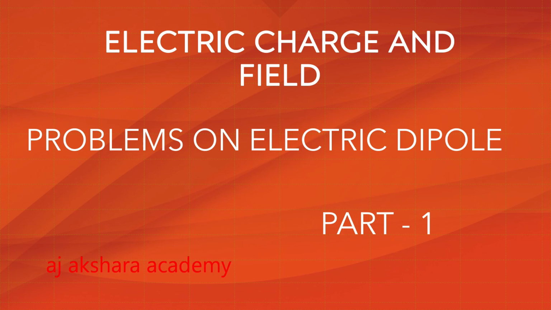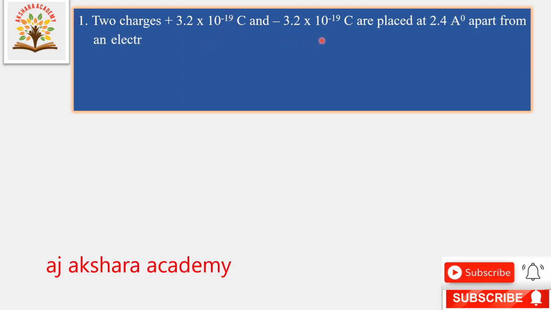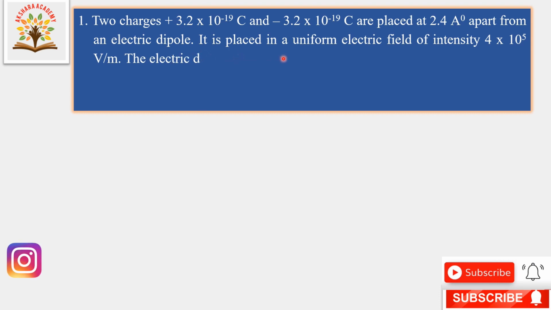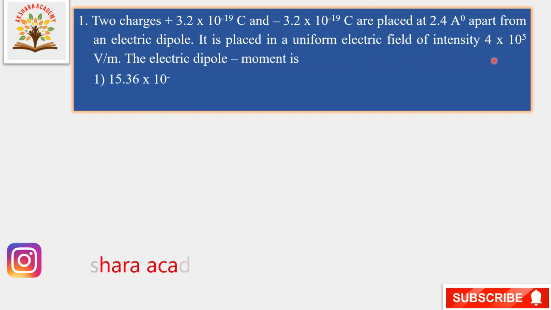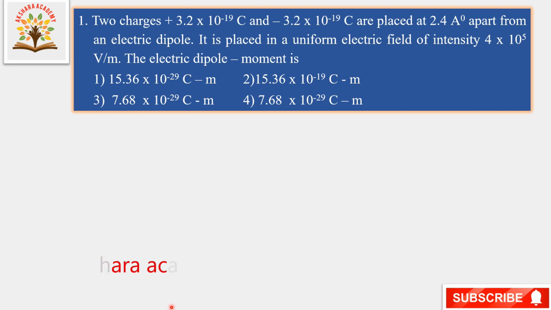Okay, let us go to today's session. First one. Two charges 3.2 into 10 to the power of minus 19 coulombs and 3.2 into 10 to the power of minus 19 coulombs are placed 2.4 Angstroms apart forming an electric dipole. It is placed in a uniform electric field of intensity 4 into 10 to the power of 5 volt per meter. The electric dipole moment is? Here in this question they have given two charges, plus 3.2 and minus 3.2.